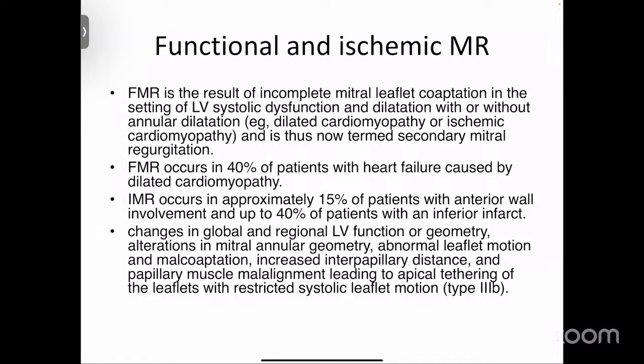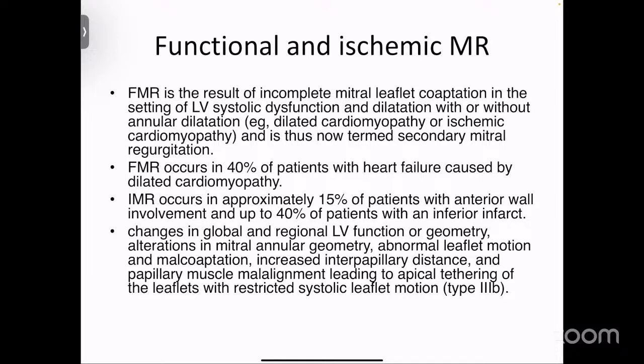Moving on to functional and ischemic mitral regurgitation. Functional mitral regurgitation is the result of incomplete mitral leaflet coaptation in the setting of left ventricular systolic dysfunction and dilatation, with or without annular dilatation. For instance, in cases of dilated cardiomyopathy or ischemic cardiomyopathy, and thus it is now termed secondary mitral regurgitation.